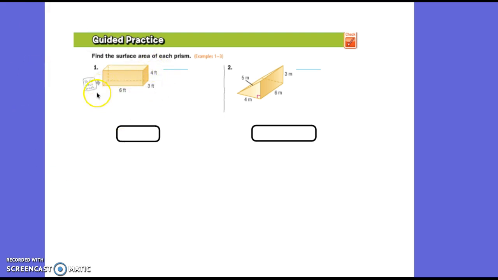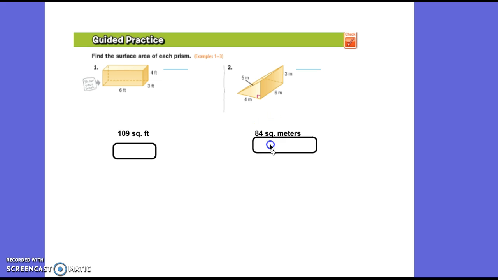So you need to pause the video and try these two on your own, and then when you're finished, you can come back and check your work. For this one, we're not going to show you the work because you should know how to do it, but you should get 109 square feet. For number 2, you should have gotten 84 square meters.